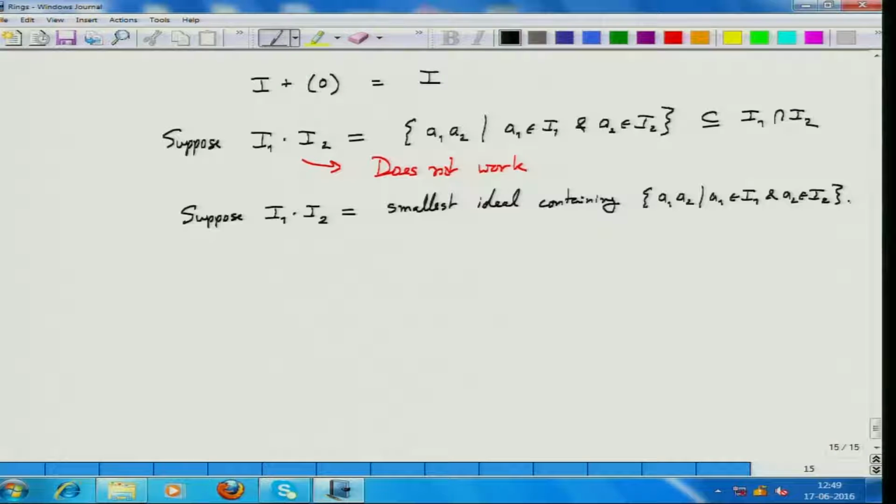Suppose I define it this way. This is cheating actually. This is forcing the product to be an ideal. Just by saying, I would like I1 times I2, this ideal, to contain all products of the form A1 A2. But that set may not be an ideal. So let's pick the smallest ideal that contains this set and define that to be I1 dot I2.